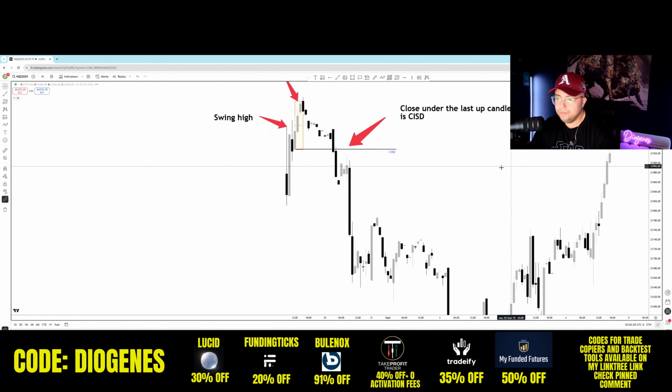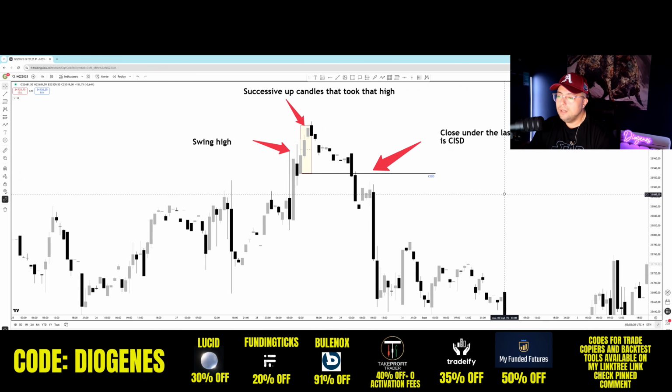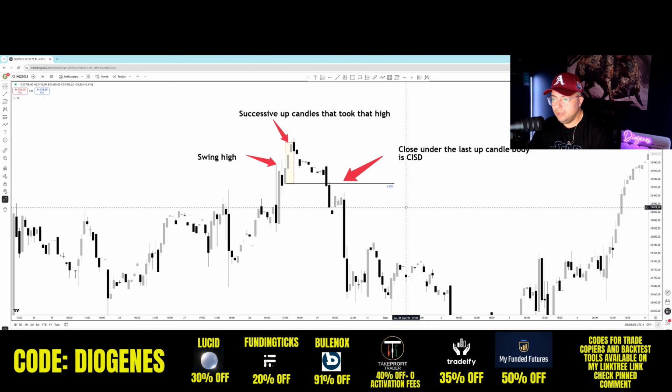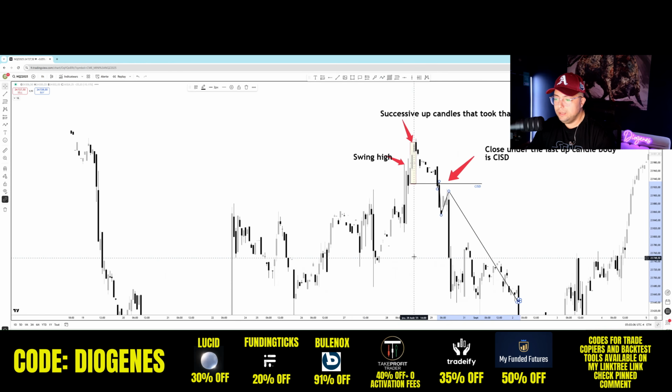Bearish CSD, same thing, right? We have a swing high, so this is a three candle formation high, okay? This high is lower than this high, and this high is lower than this high. So this is a swing high. We run that swing high with these consecutive up candles, and then we close with this candle, okay? So next candle sticks into it, another fair value gap, and then it gave some money, right?